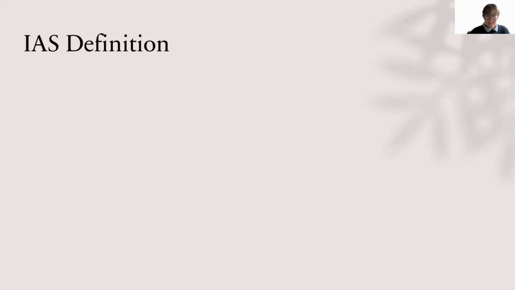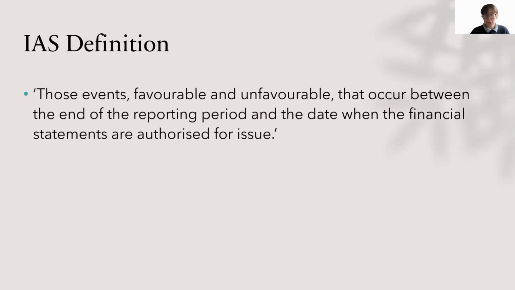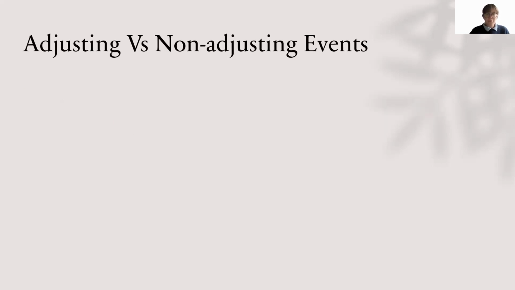So IAS 10, the official definition, is those events, favourable and unfavourable, that occur between the end of the reporting period and the date when the financial statements are authorised for issue. So we do have some adjusting events, but we also have some non-adjusting events, and you need to know the difference.